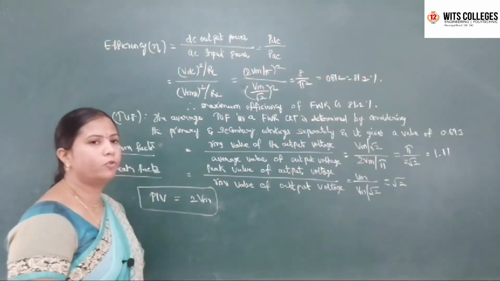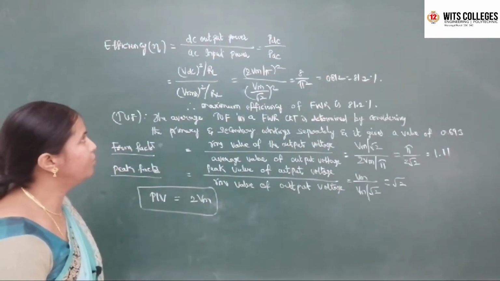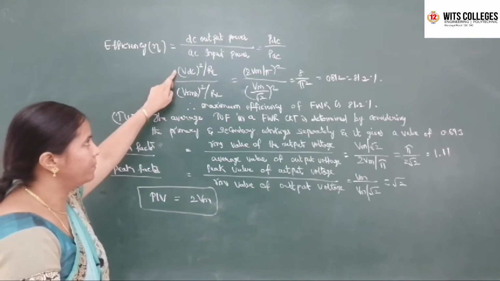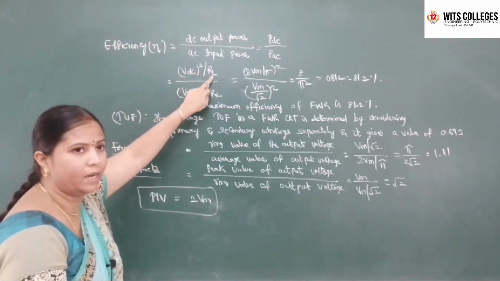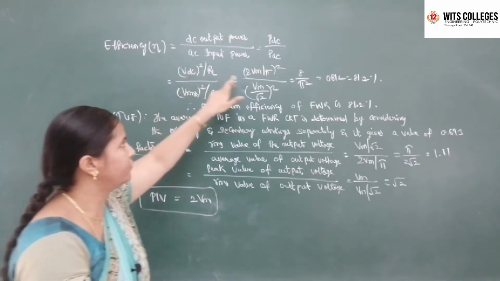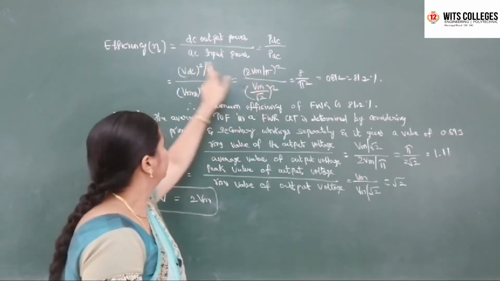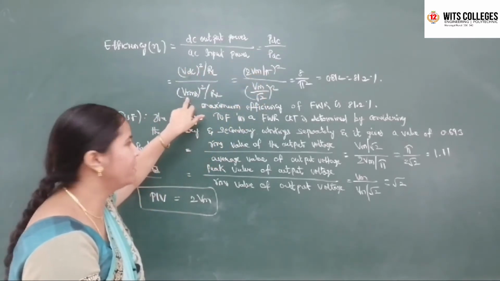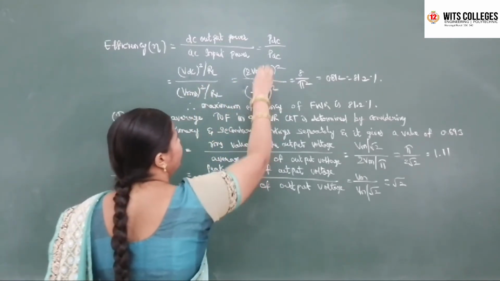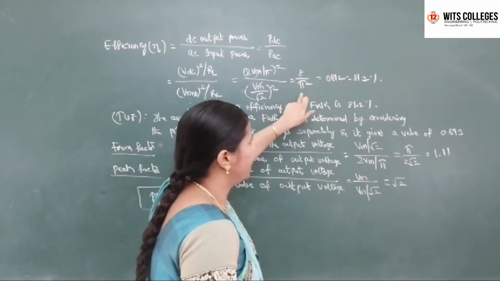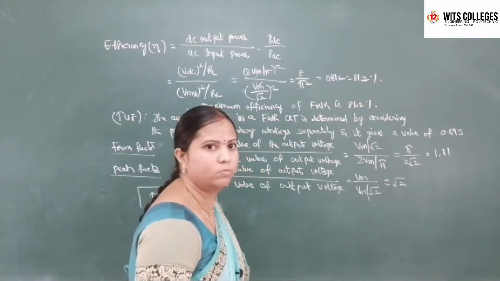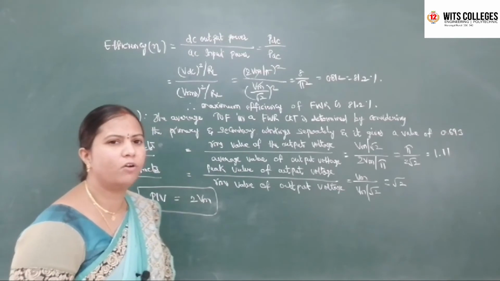Coming to the efficiency of the full wave rectifier, it is the ratio of DC output power to the AC input power, that is equal to PDC by PAC. DC output power PDC is equal to VDC whole square by RL, and PAC equal to VRMS whole square by RL. VDC for the full wave rectifier is 2Vm by pi, whole square here. VRMS for the full wave rectifier is Vm by root 2. The formulas were already derived. So here Vm is cancelled and you will get 8 by pi square. In terms of percentage, you will get 81.2%.